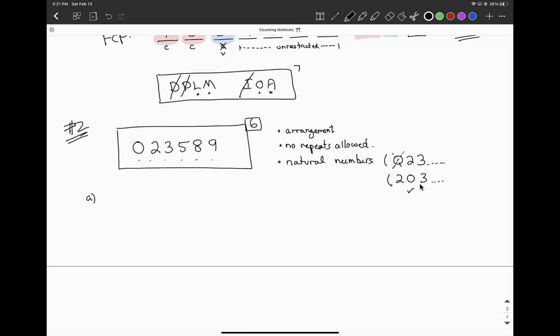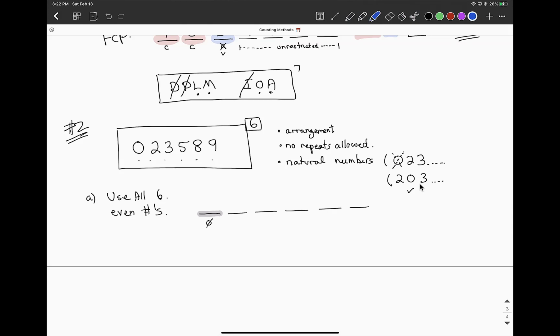And so I'll just build one example here. We're looking to use all 6, I'm looking to build even numbers, natural arrangement, no repeats allowed. So I've got a couple of rules to play with here. 1, 2, 3, 4, 5, 6. I immediately have a little bit of an issue at the start because it can't be a 0.